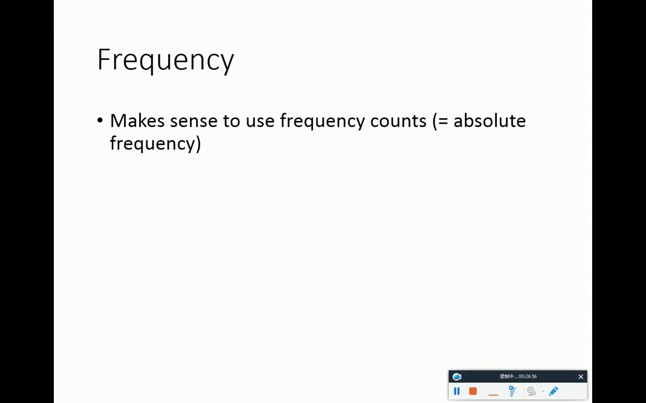So frequency is very useful and is commonly used in many contexts. And there are different types of frequencies. So what we just saw are frequency counts, right? We simply count how many times: 1 time, twice, 3 times, 4 times, etc., right? We also call those absolute frequency.